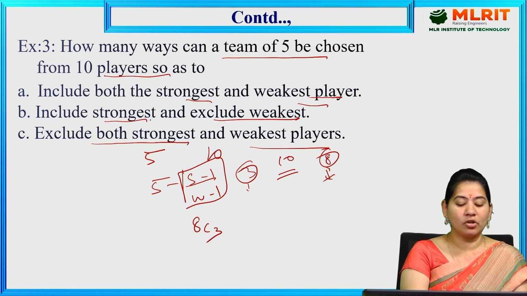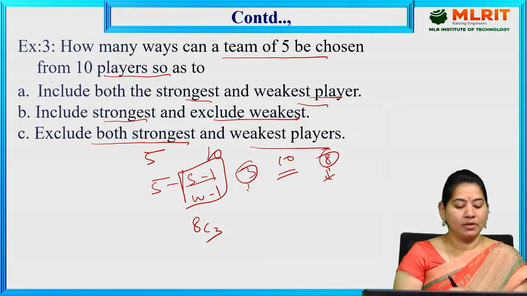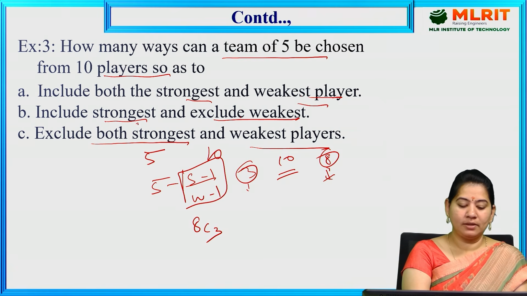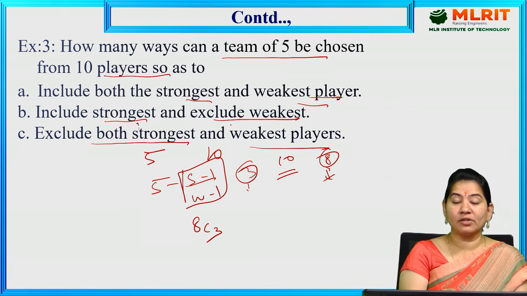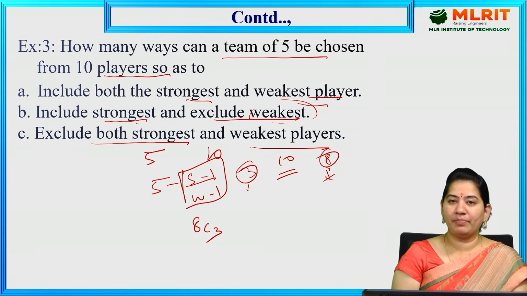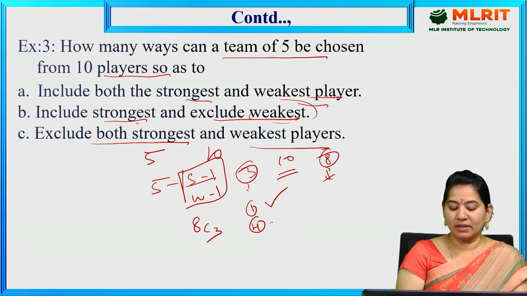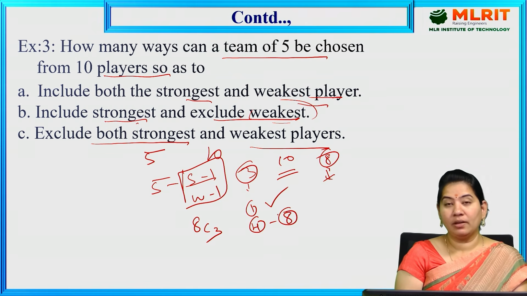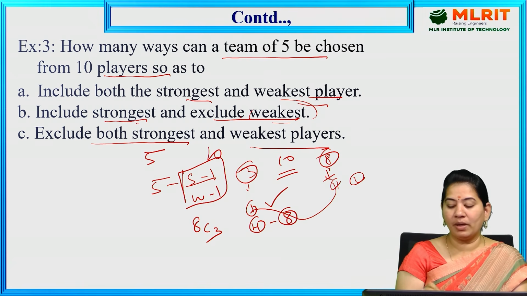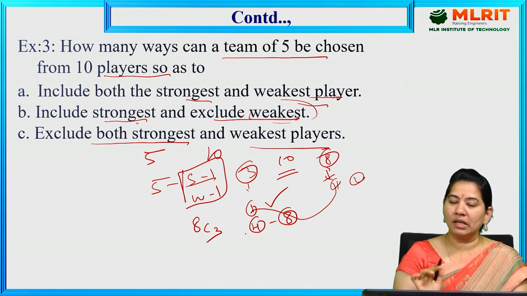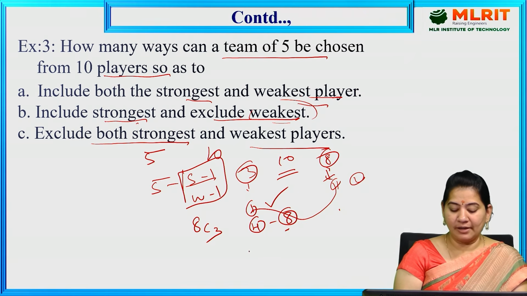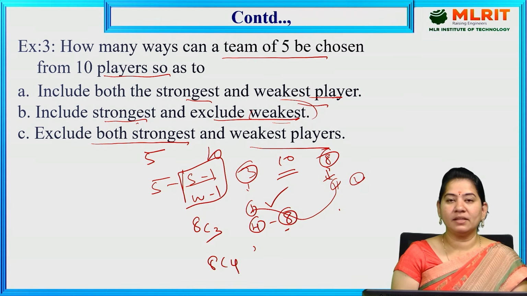Next, include strongest and exclude weakest player. Here I have to include the strongest, and excluding the weakest means that weakest player should not be added to the 5 people. So one strongest is already there, and the other 4 people I need to select from 8 only. Why? Because strongest and weakest are already set aside: one I am adding in the 5 people, the second I am not adding. Out of 10 players, 10 minus 2 is 8 only. The answer is 8C4.